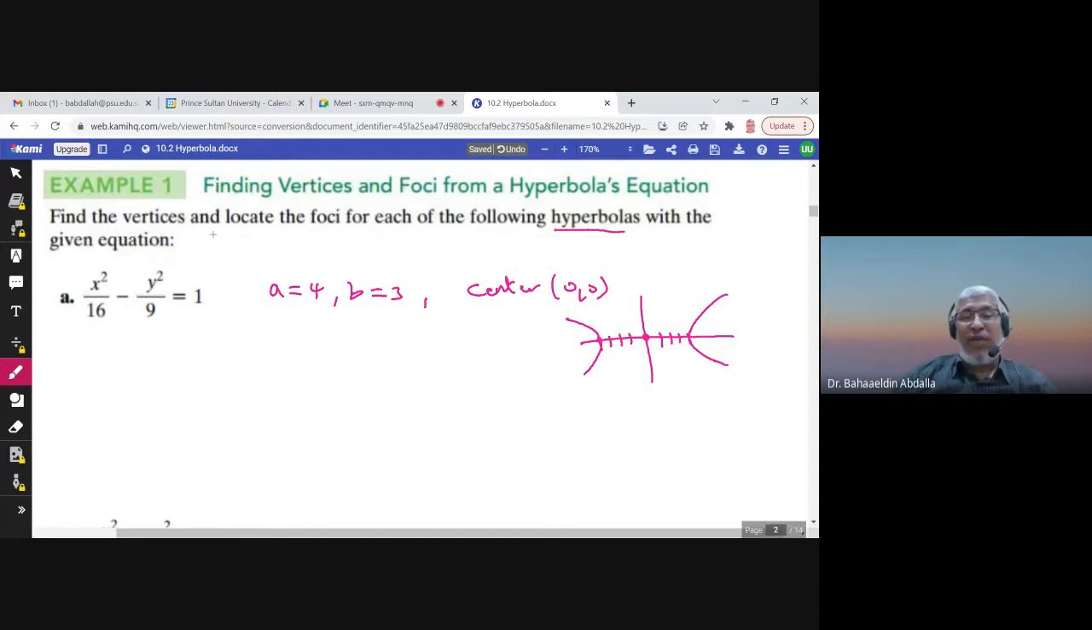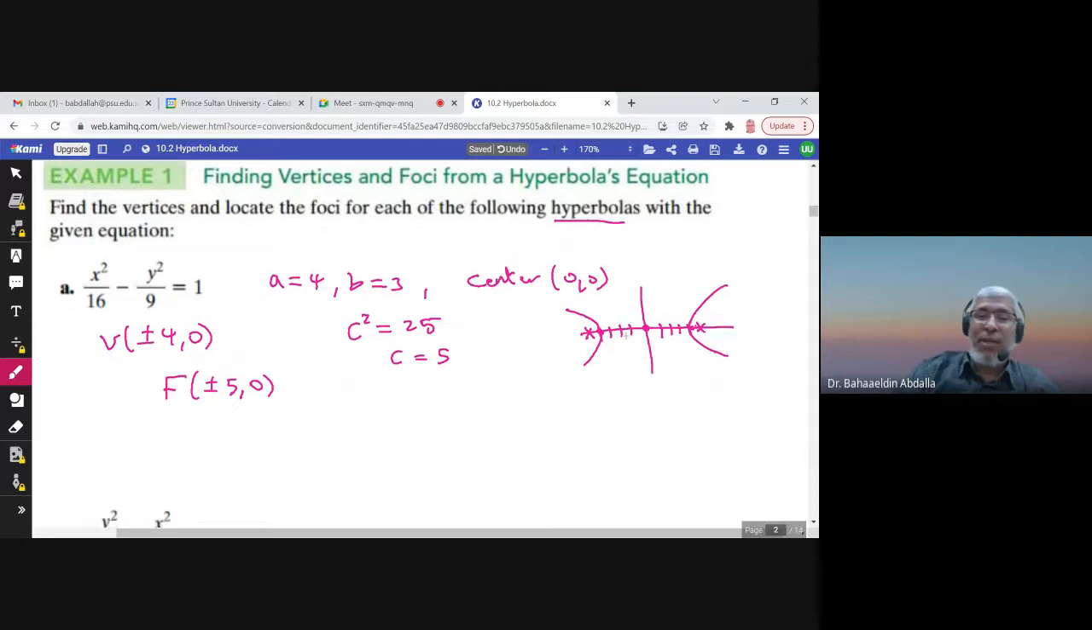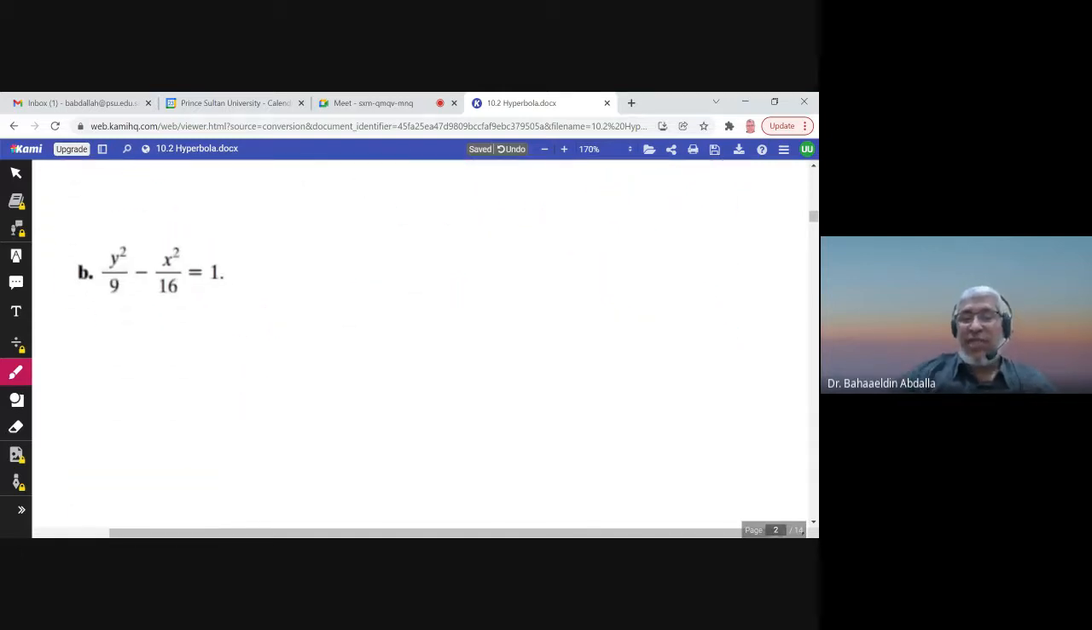So what do we need to find? Vertices. These are the vertices. So the vertices are positive 4 and 0, and negative 4 and 0. What about the foci? Well, c square, you add here 16 plus 9. You don't subtract. 16 plus 9 is 25. So c is 5. So the foci are here, and foci has coordinates plus or minus 5 and 0. So this is the answer. So he needs the vertices and the foci.